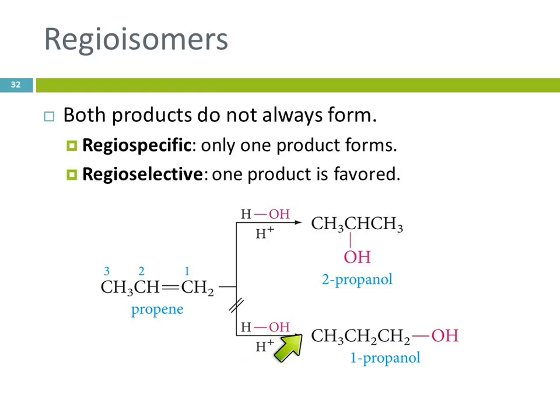If we add the water in the other way and add the hydrogen to carbon 2 and the OH to carbon 1, we would end up with an alcohol still, but the alcohol group now is on carbon 1, and so this would be called 1-propanol. Don't be concerned right now with how that's named, but just recognize that these two compounds are different. They're not the same. And what we observe is that 2-propanol forms and 1-propanol is not formed. So this is a regiospecific reaction. We only get one of the two possible products.